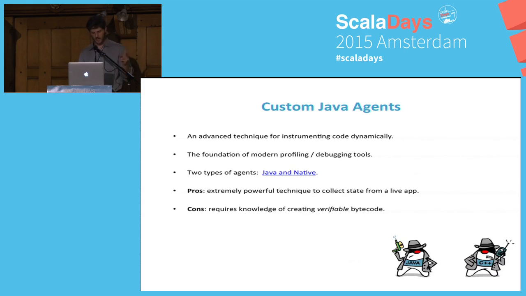Now, there are two types of Java agents, very different ones within the JVM. The first one are called Java agents. They're written in Java. They're fairly easy to write. They operate as almost normal JVM code, and that's how btrace is written, as a Java agent.